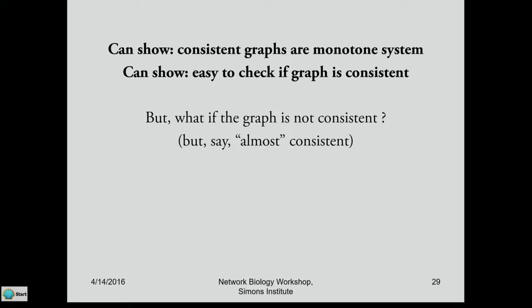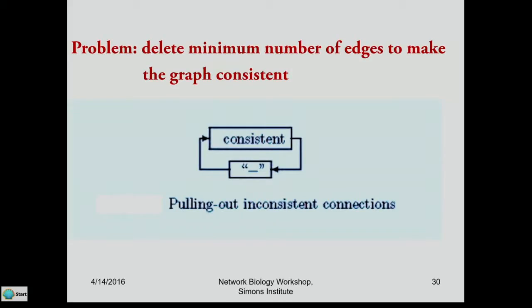But what if the graph is not consistent, say almost consistent? Then the problem becomes, how many edges do we need to delete to make the graph consistent? So this is the combinatorial problem. Intuitively, whatever edges you can take out so that the remaining graph is consistent, you can write the entire system as a consistent network followed by loops with negative feedback. That's how you can express the entire system, though I haven't gone into the details of that.